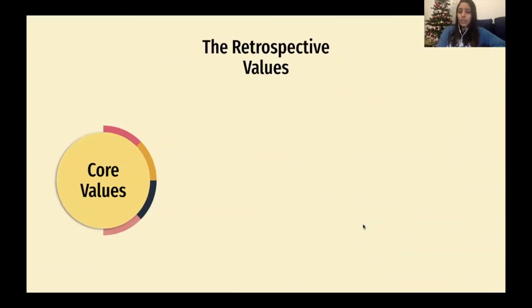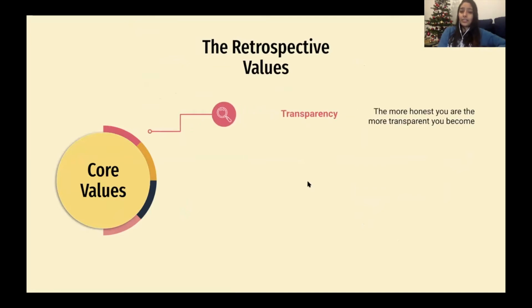So before I talk about why you should make the most of these meetings, let's first look at the core values that go into these retrospective ceremonies. The first core value being transparency. The more honest you are, the more transparent you become to your team. Simple as that. I will use an example to explain the set of values that I'm going to say.